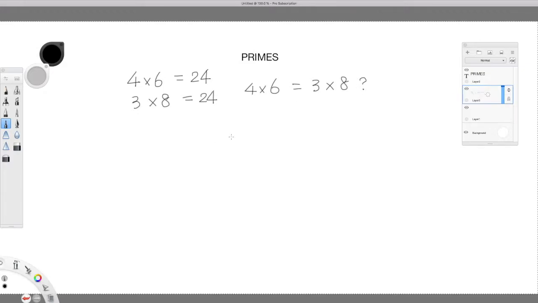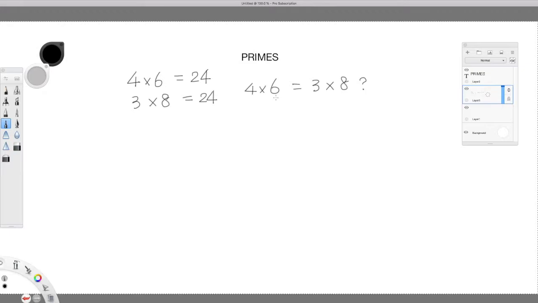Well, you say that because both sides result in 24. Well, that's the answer, but it's not a fundamental answer. When I say fundamental, we're actually trying to look at the building blocks of 4 times 6.